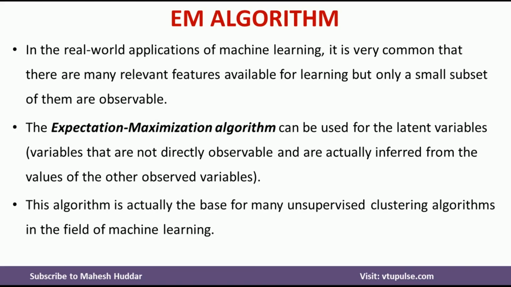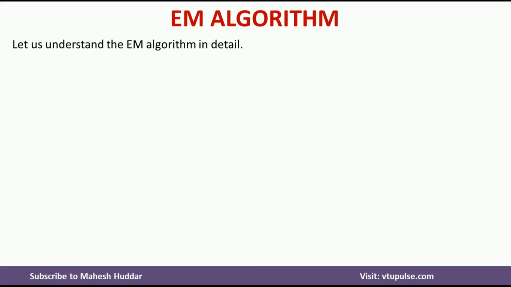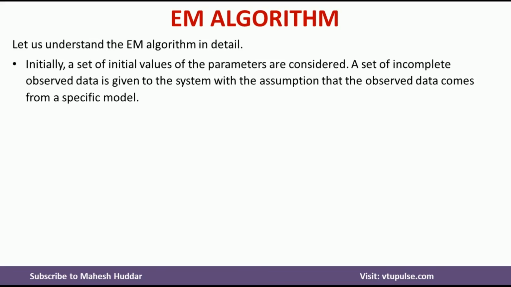This algorithm is actually the base for many unsupervised clustering algorithms in the field of machine learning. Let us understand the EM algorithm in detail. Initially, a set of initial values of the parameters are considered. A set of incomplete observed data is given to the system with the assumption that the observed data comes from a specific model. For example, the model may be the normal distribution, maybe a uniform distribution or exponential distribution, and so on.